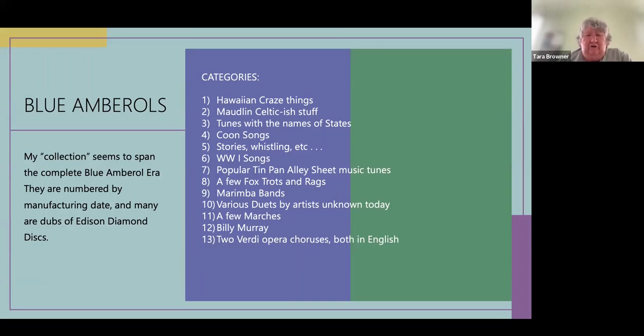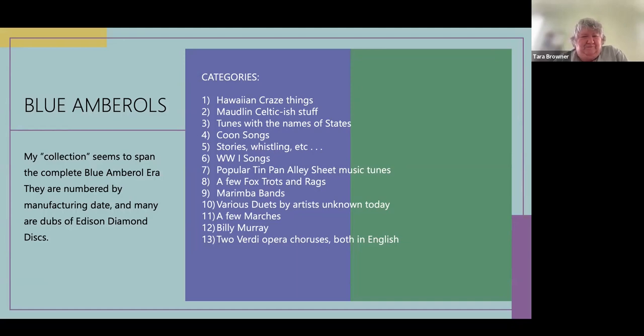I have coon songs. I'm really uncomfortable with those. I will tell you, I was initially just going to throw them out. And then a friend of mine said, no, collect them up. And when you have them all, donate them to what's called the Jim Crow Museum, which is in Michigan. So that's what I'm going to do, but I'm not going to play any of them.